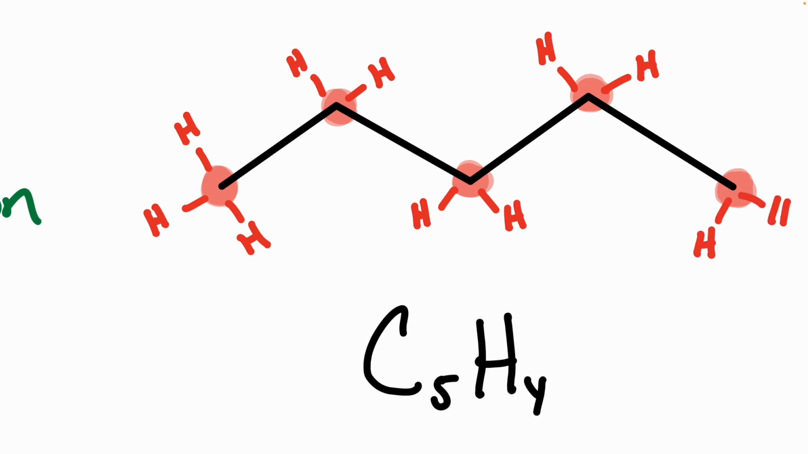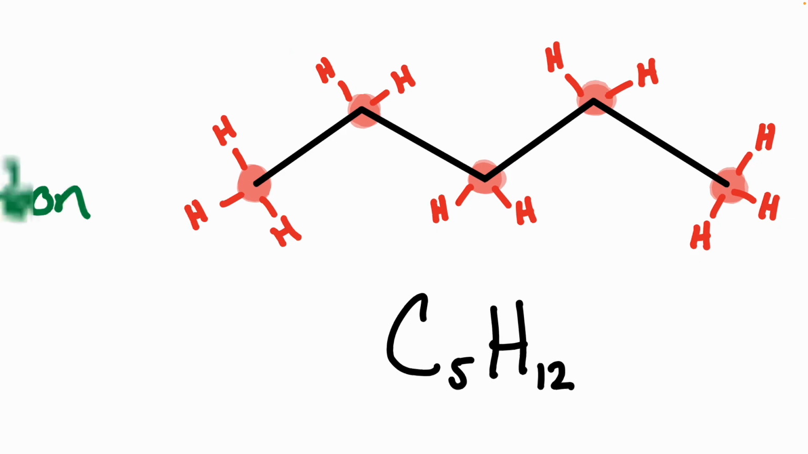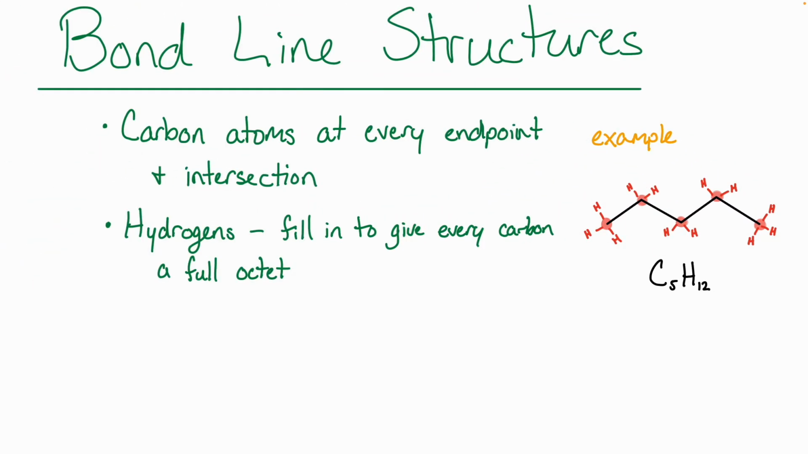Right, and then lastly, the other one on the end there will also require 3. So that brings me to a total of 12 hydrogens in this molecule. Okay, so our carbon atoms are implied. They're at every endpoint and intersection. And the hydrogens you just fill in to make sure that your carbon atoms are all happy.